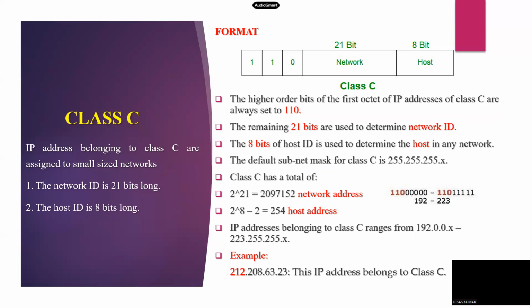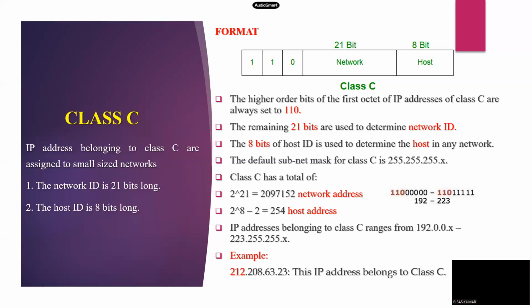So how many networks are available in class C? It is 2 power 21, which is 2,097,152 network addresses. Then how many hosts are available? Here the network count is large. Each network contains 2 power 8 minus 2, where the minus 2 is for special addresses, so 254 host addresses. What is the application of class C? Academic organizations use class C addresses.